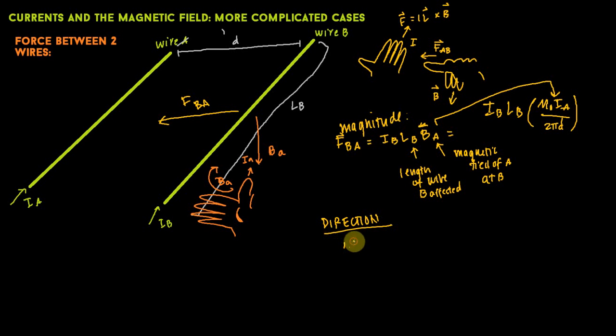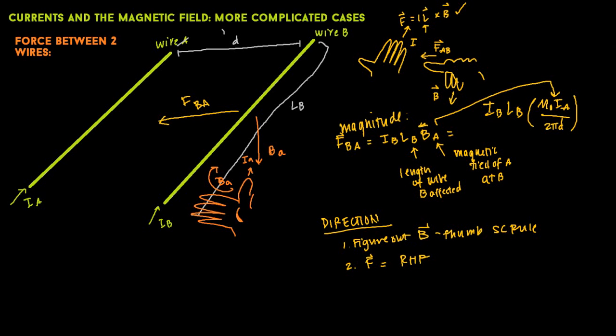Remember, first we figured out the direction of B, because we need to know this. This was already given to us, but we need to figure this out by using the thumb straight, curl rule. And then we wanted to figure out the direction of the force, and for that we used the normal right-hand rule. So that was what we did here and here.